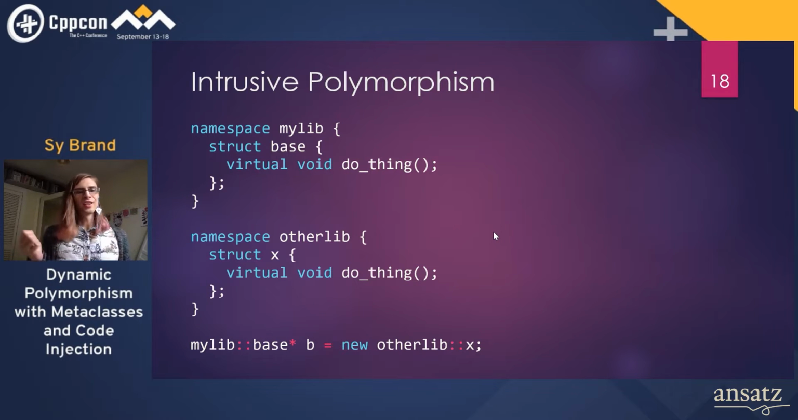Maybe we can't change otherlib::X. If we could just decorate it and say, oh, we inherit from base, maybe our problem's solved. But maybe we can't. Maybe we don't own the code, or there's some other constraints which stop us from doing this. So polymorphism with inheritance is intrusive.